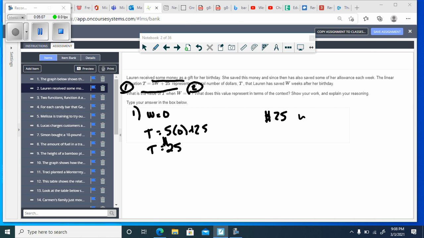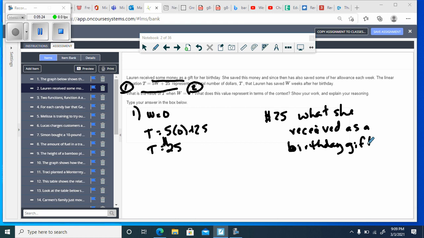$25 is what she received, because this is what she started with, right? As a birthday gift. It is our b. y is equal to mx plus b. See, 25 is the b, where she begins.